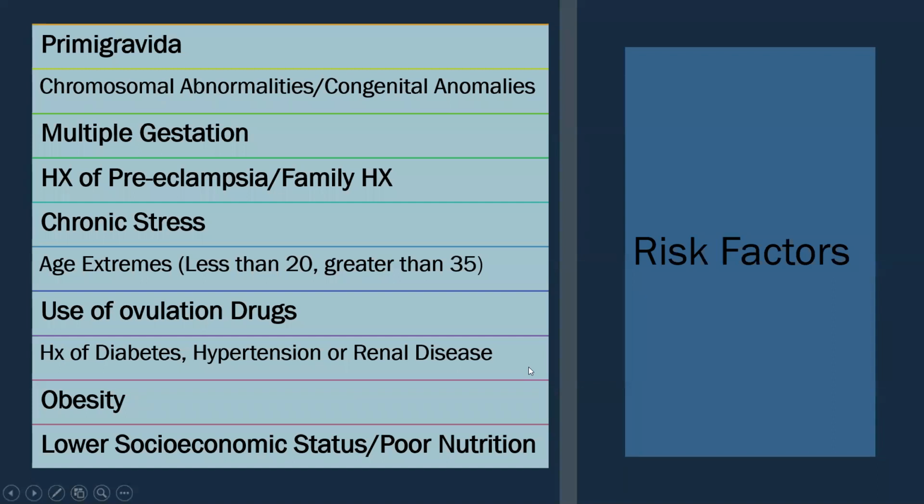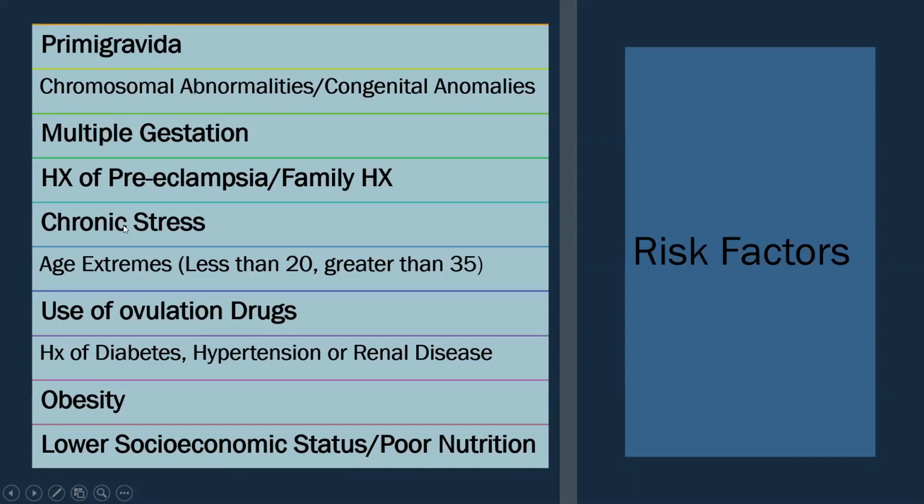So the risk factors for developing preeclampsia, we don't exactly know what causes it. So the cause is unknown, but there are some risk factors we know that can increase your chance of developing preeclampsia. Being a prima gravida or primi or primip. This is a first-time pregnancy. That is a risk factor for developing preeclampsia. If the fetus has chromosome abnormalities or some sort of congenital anomalies, that is a risk factor. Multiple gestations are a risk factor. History of preeclampsia in the patient or in the family, especially if it's a first-line relative like a mother or a sister or a grandmother.